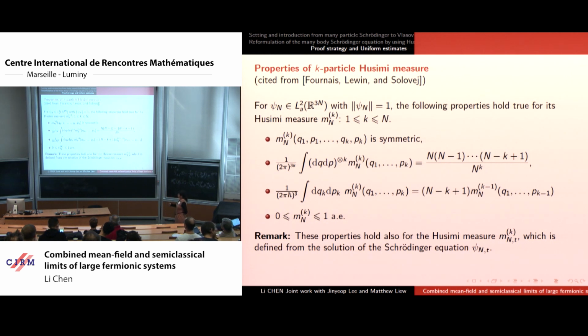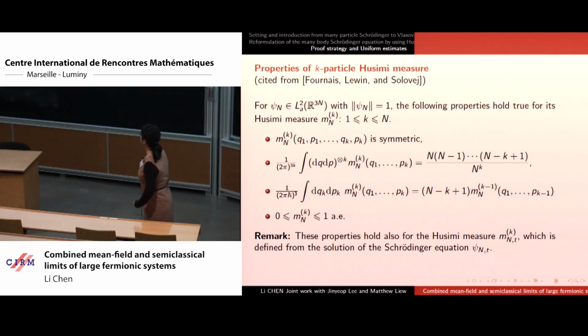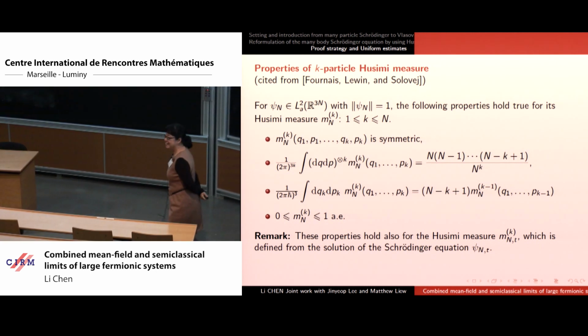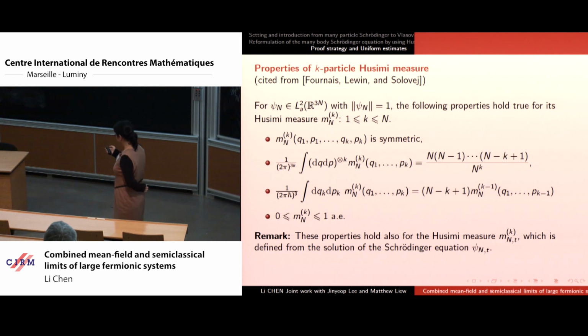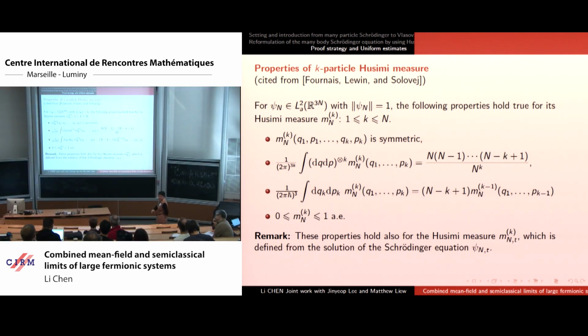So it's symmetric in the q, p variables, and if you look at the one-particle Husimi measure, the integral is (2π)^3. It's always because here you don't put 2π, otherwise you will have it. Now you get the answer. And the second point is if you do the integral, that gives you this number. It's not always 1.